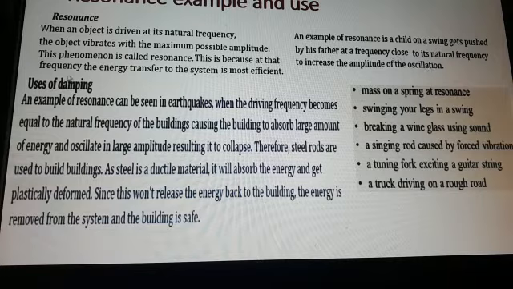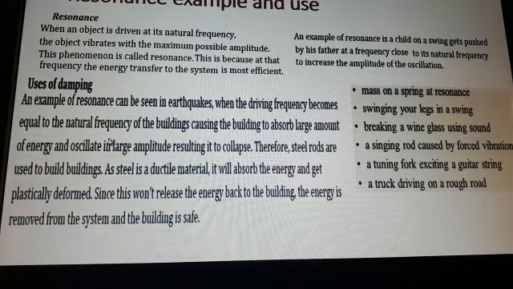Uses of resonance. An example of resonance can be seen in earthquakes, when the driving frequencies become equal to the natural frequency of the building, causing the building to absorb a large amount of energy and oscillate in a large amplitude, resulting in collapse. So when an earthquake happens, there is resonance, there is vibration happening.